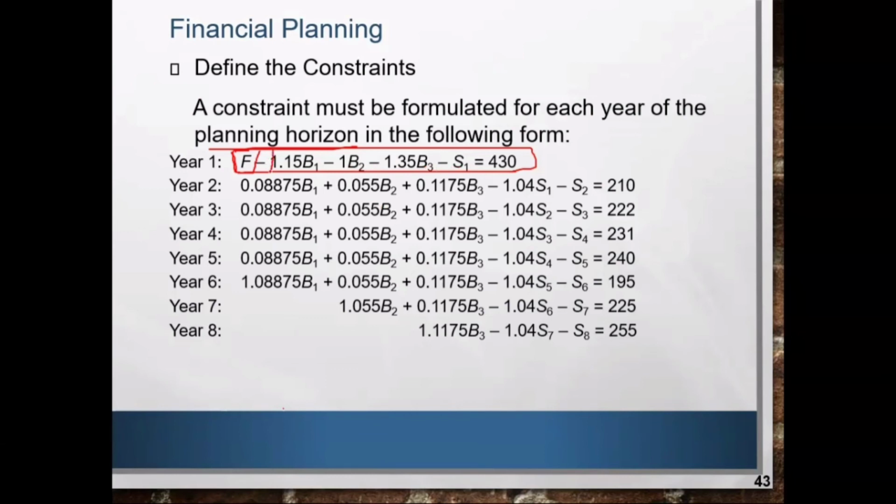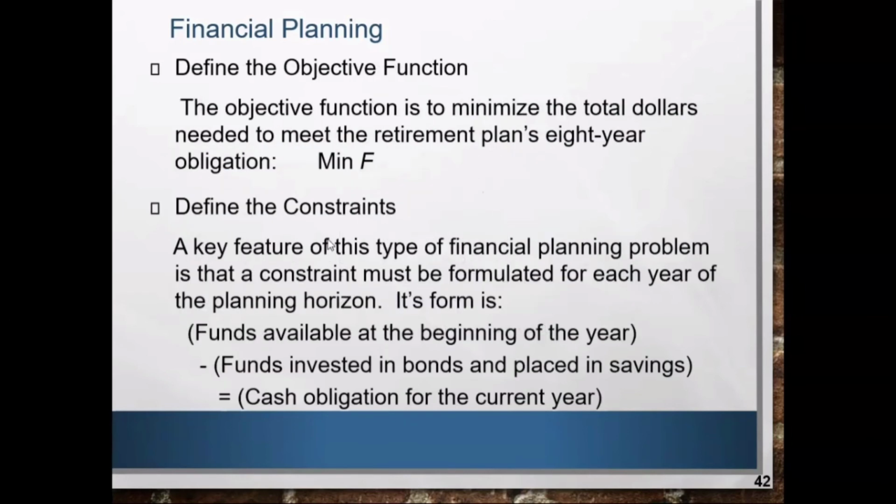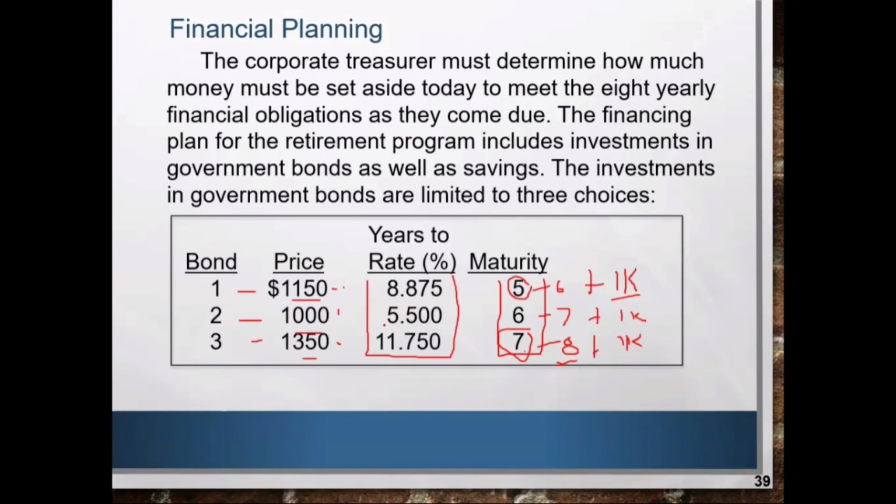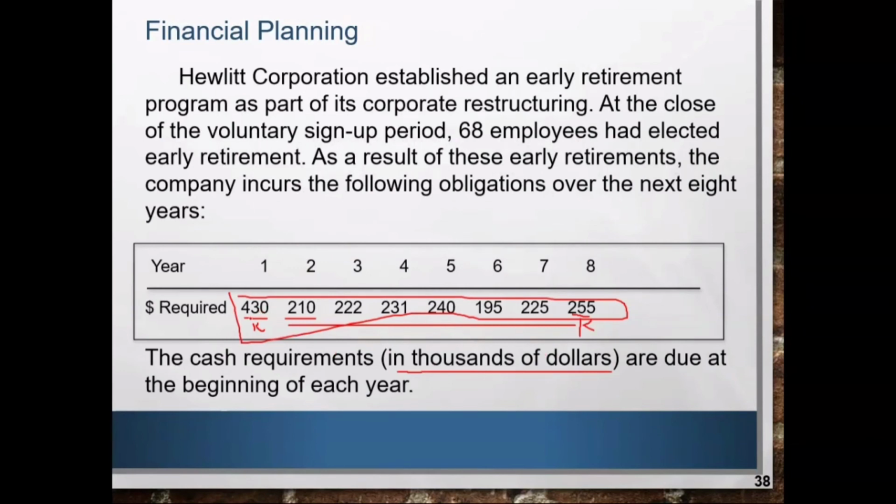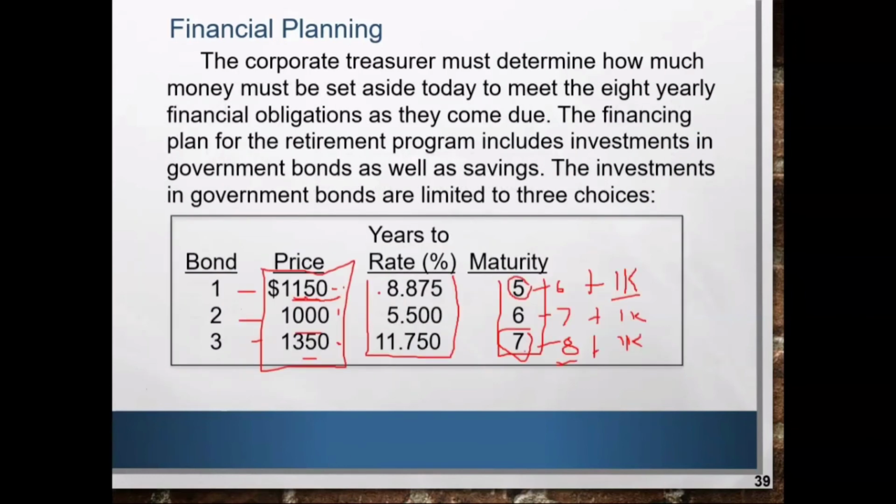Where did we get the value 1.15? We get it from the price here. The 1.15 is moved 3 decimal places. Why? Because in year 1 the obligation is 430, and it cannot be in pesos since it is stated in thousands. So since it is in thousands, we move it 3 decimal places, the same for all. That's why the prices are moved 3 decimal places: 1.15, 1, and 1.35.